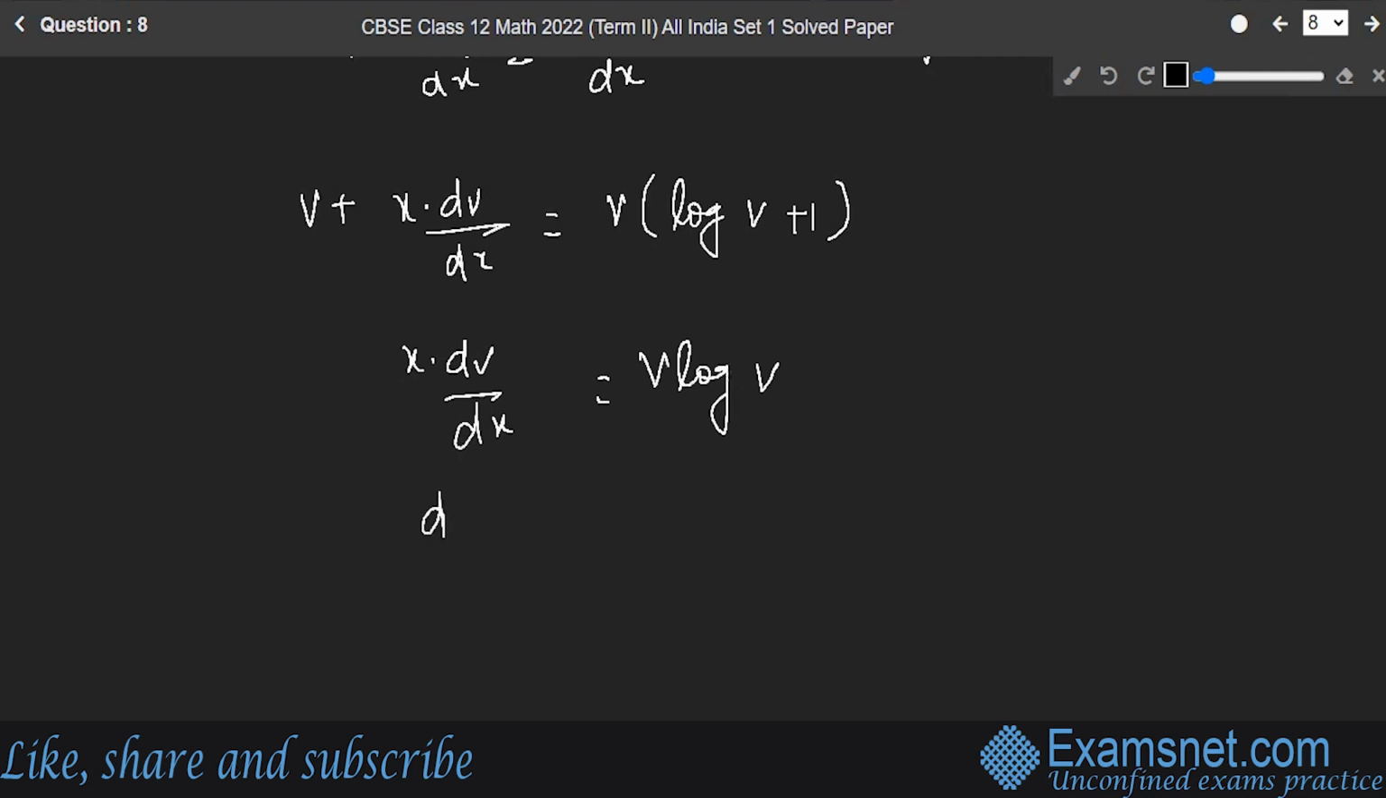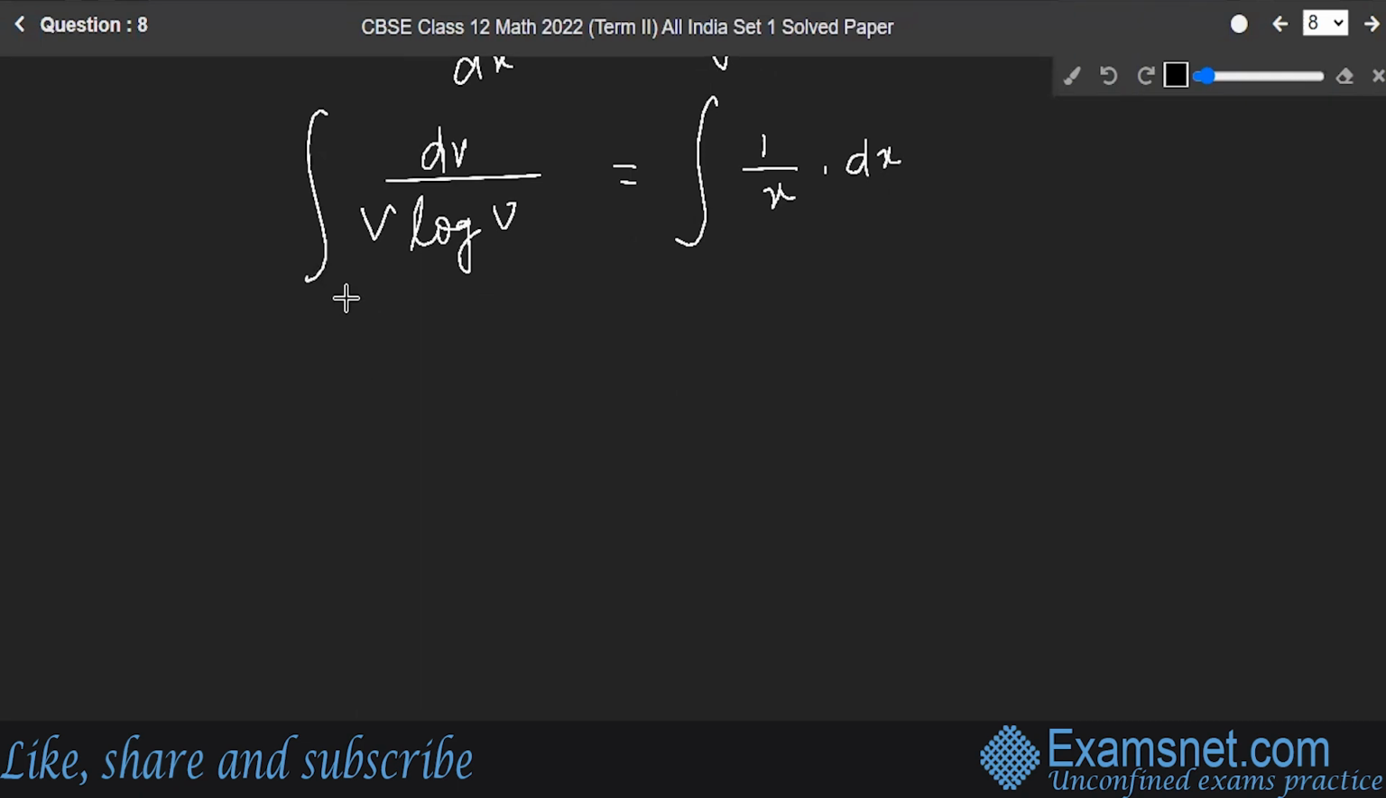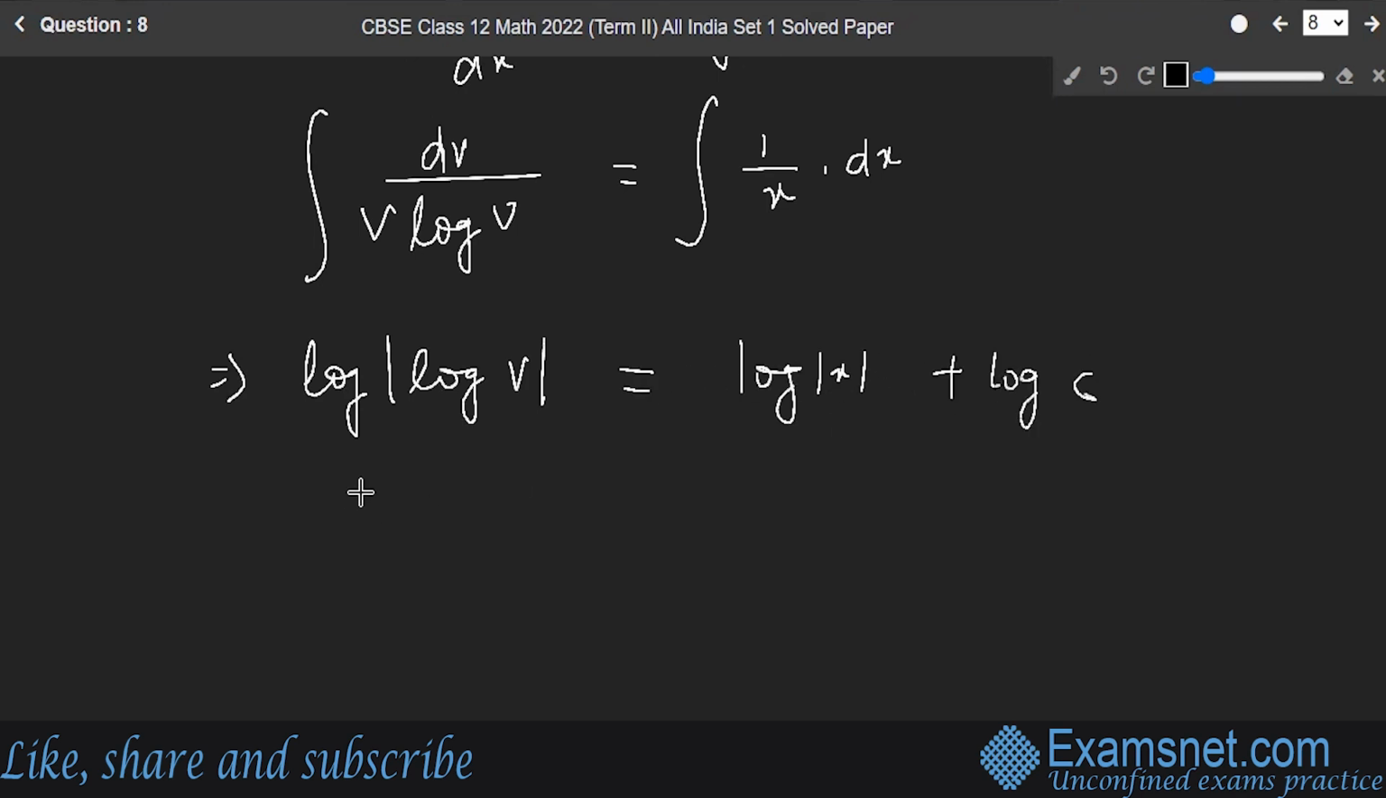So dv upon v log v is equal to 1 upon x into dx. Let's do the integration on both the sides. I hope you are clear till here. So when you have integrated that, this will be log v is equal to log of x plus log of c.